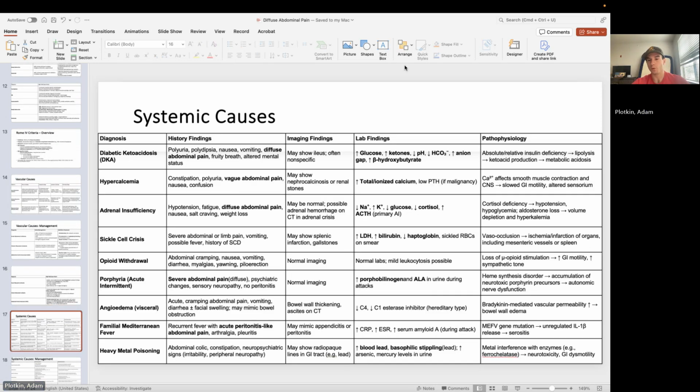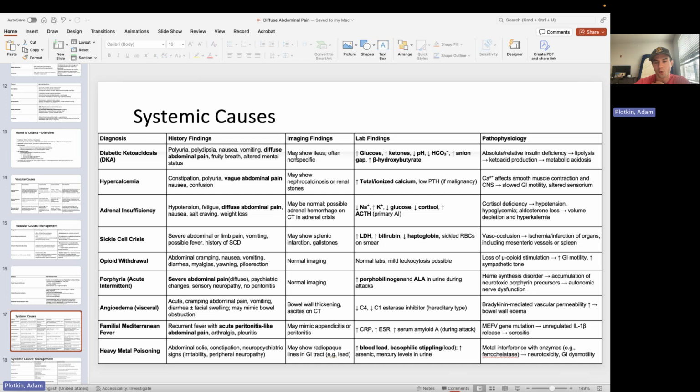All right, we've talked about a lot so far. We're almost done. We're on the systemic causes here. So let's talk about them really quick. So systemic causes of abdominal pain, we've got DKA. So we're going to look for a patient who's got polyuria, polydipsia, nausea, vomiting, this diffuse abdominal pain, fruity breath from the ketones, altered mental status.